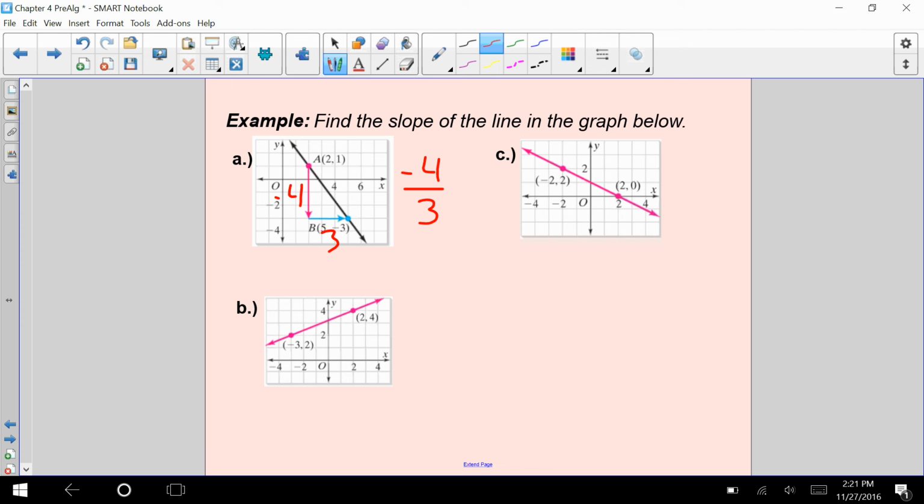For letter B, we'll have to draw in our triangle. We make a nice right triangle there. We go up 2 and over 5. So rise over run, so we go 2 over 5. And for letter C, we'll make our little triangle here. We go down 2, so that's a negative 2, and over 4. So that's going to be a negative 2 over 4. We do want to simplify that, so it becomes negative 1/2 as our slope.